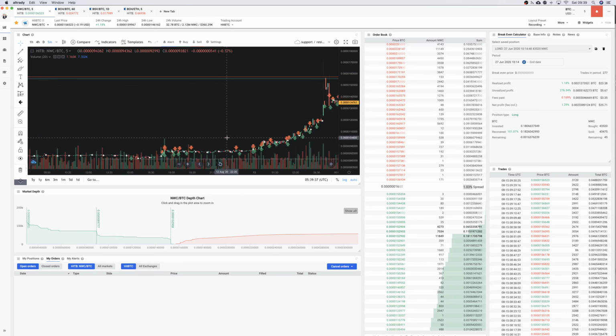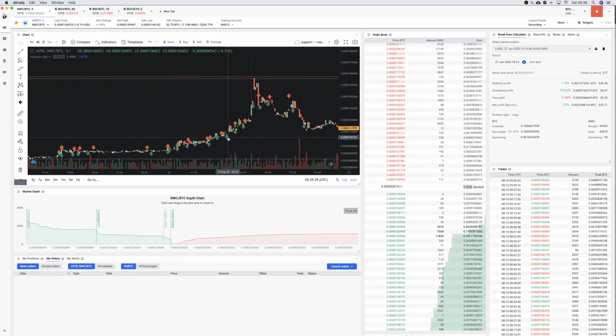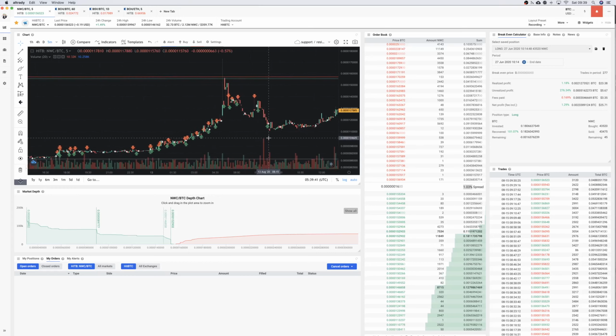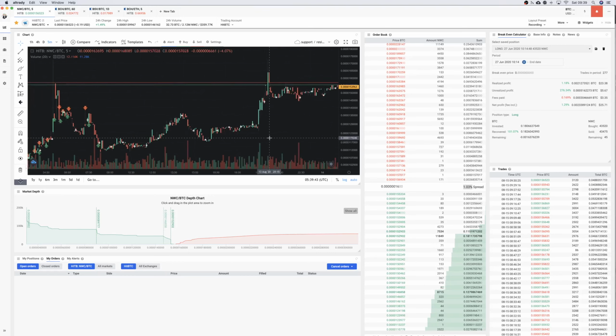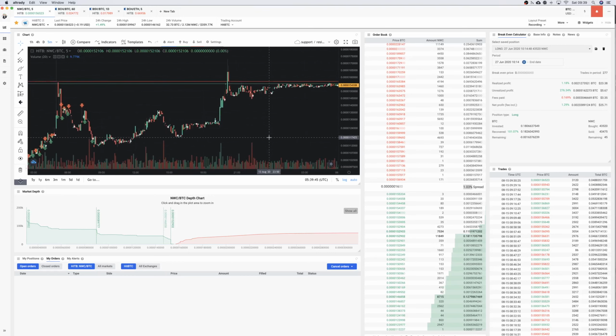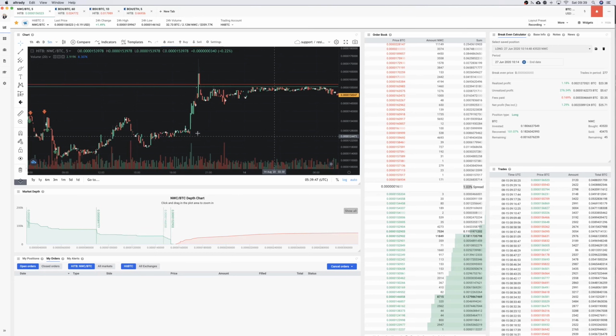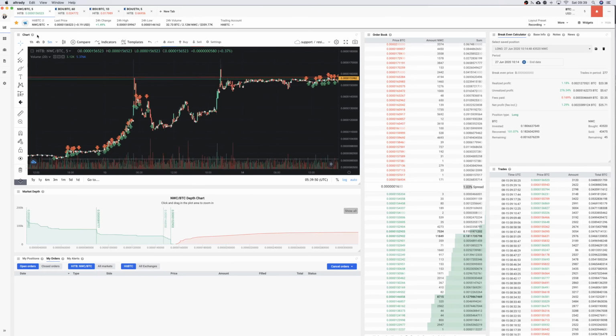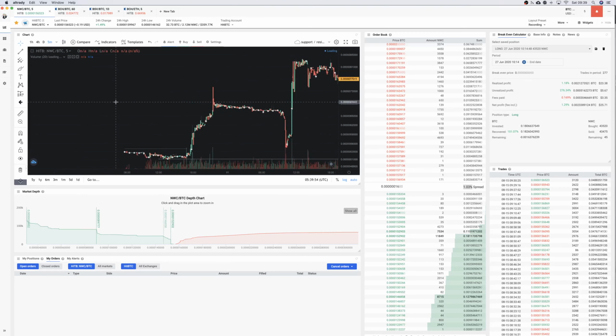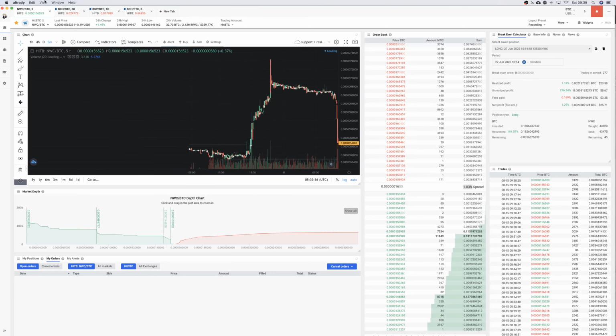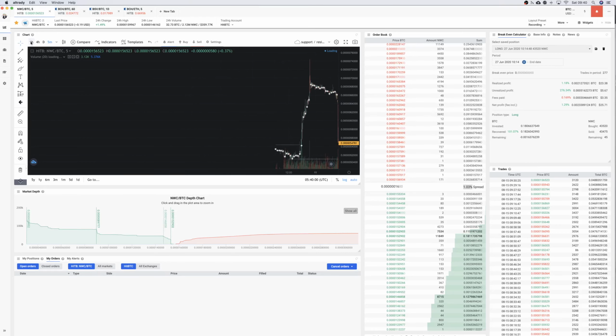Let me try to find an example here. Okay, here's a perfect example. Ah no, because I deactivated the bot. I think it was a test thing. Let me try to find a better example in the past. It's not in the past here.